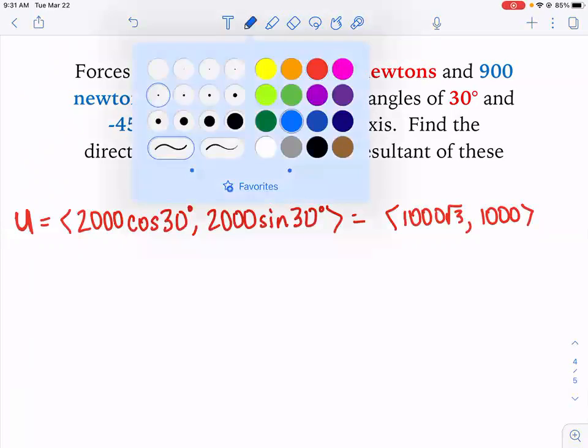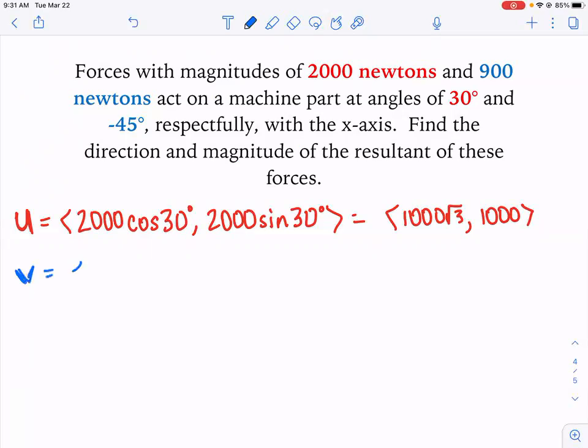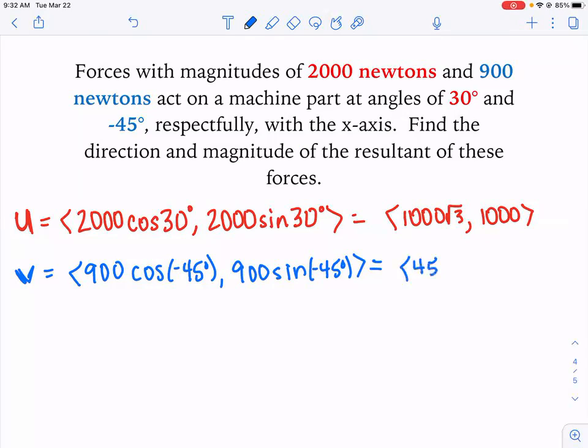Now we're going to go to our second vector that has a magnitude of 900 and an angle of -45 degrees. We know that the sine and cosine of 45 degrees is both radical 2/2, but when we're at -45, one of them is going to be negative. Which one? Yes, because we're in the fourth quadrant. So we have radical 2/2 times 900 would give us 450 radical 2, and negative radical 2/2 times 900 would just give us negative.